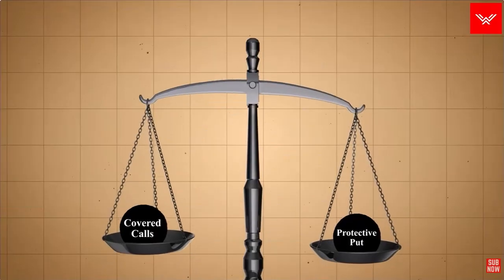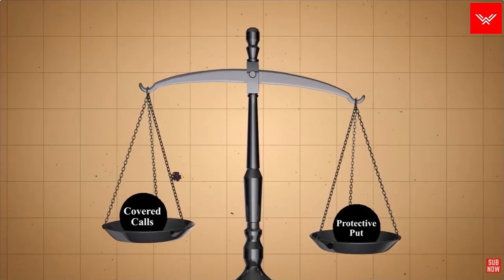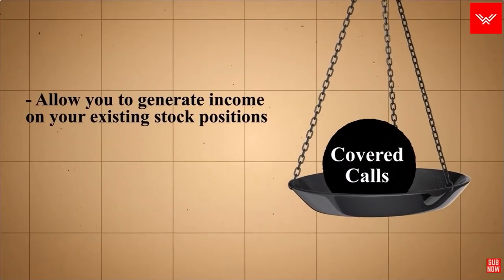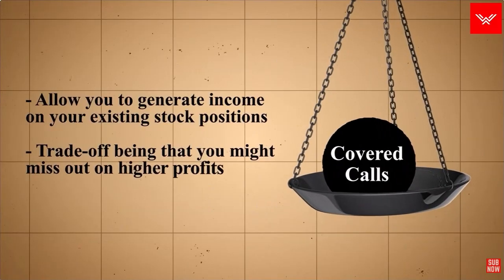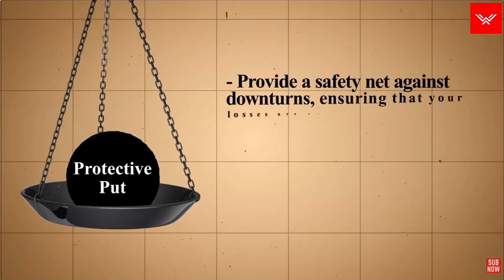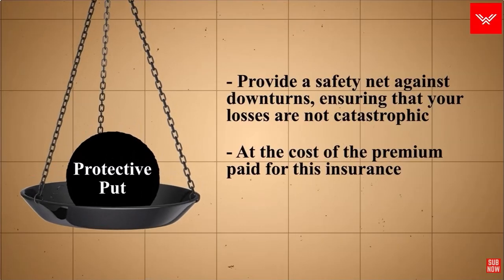Both covered calls and protective puts demonstrate the nuanced balance of risk and reward in options trading. Covered calls allow you to generate income on your existing stock positions, with the trade-off being that you might miss out on higher profits. On the flip side, protective puts provide a safety net against downturns, ensuring that your losses are not catastrophic, at the cost of the premium paid for this insurance.